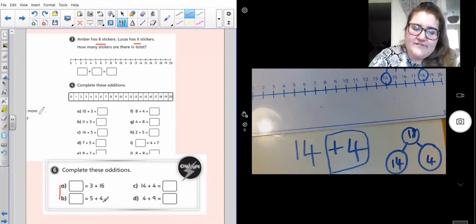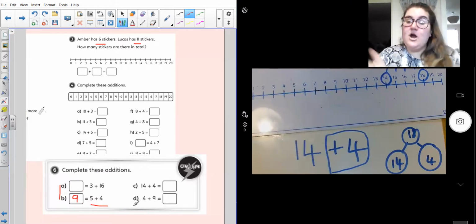Again, 5 add 4. Well, 5, 6, 7, 8, 9. I know that that is 9. So if this side equals 9, then this side must also equal 9. Okay, don't know what happened with that. This side must also equal 9 so that they are balanced. So I've just helped you with that question.